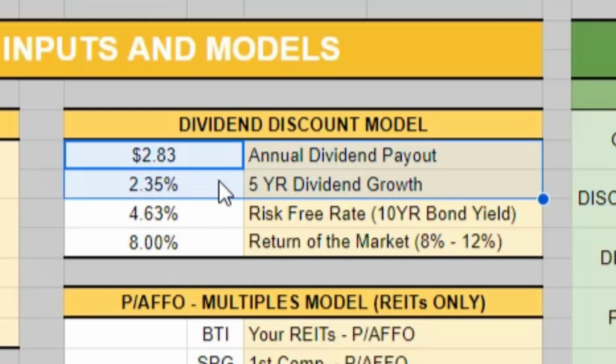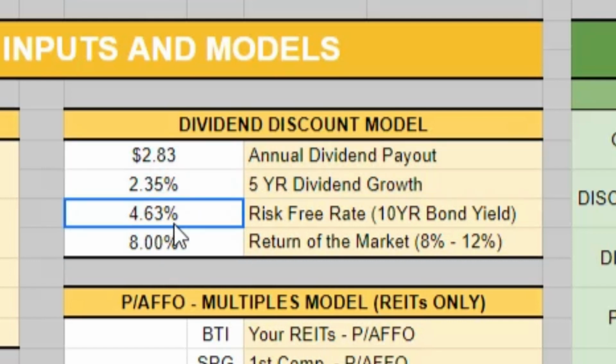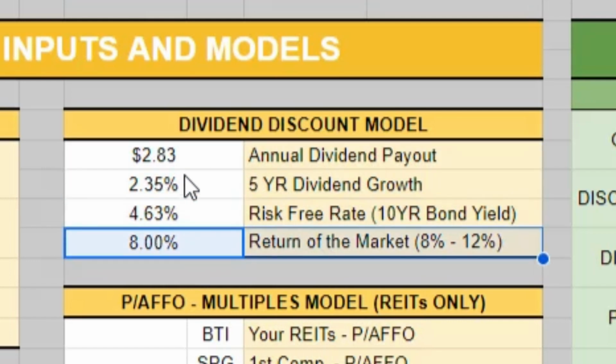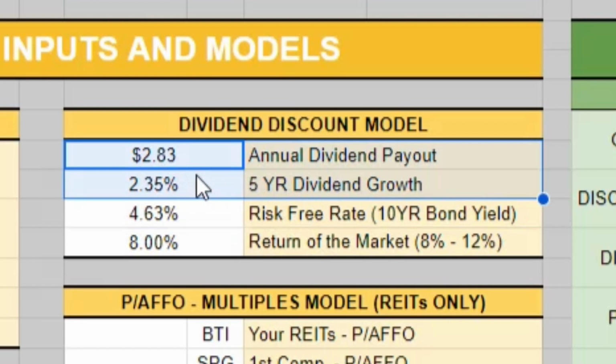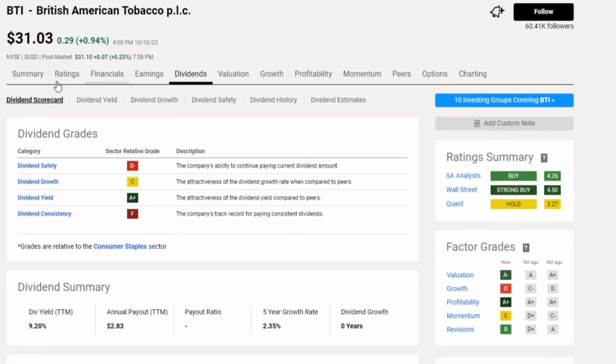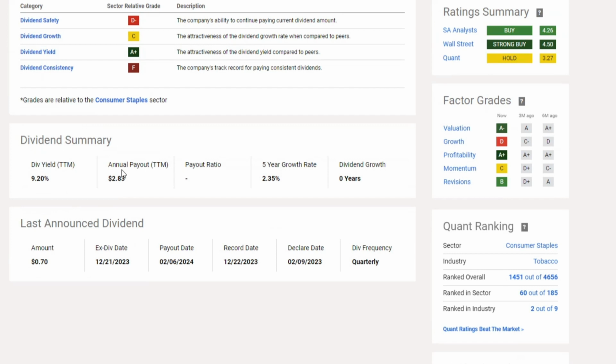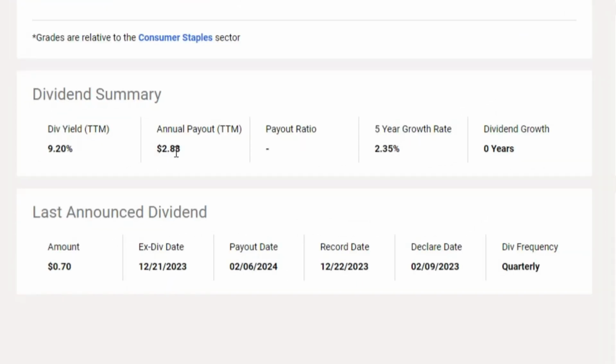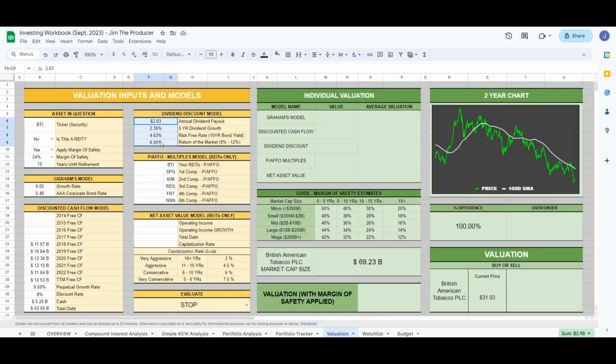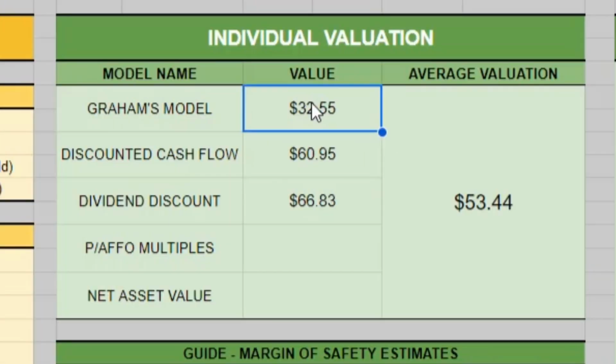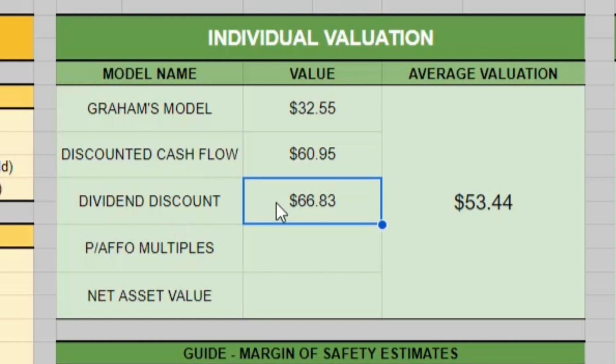So these two figures right here, this one is a quick Google, this one is subjective, and these two you can find over on Seeking Alpha. Under their dividends tab, dividend scorecard right here, use $2.83 for their annual payout and 2.35% for their 5-year growth rate. And putting that into the calculator and clicking go, we come to $32 for Graham's model, $60 for the discounted cash flow model, and $66 for the dividend discount model.